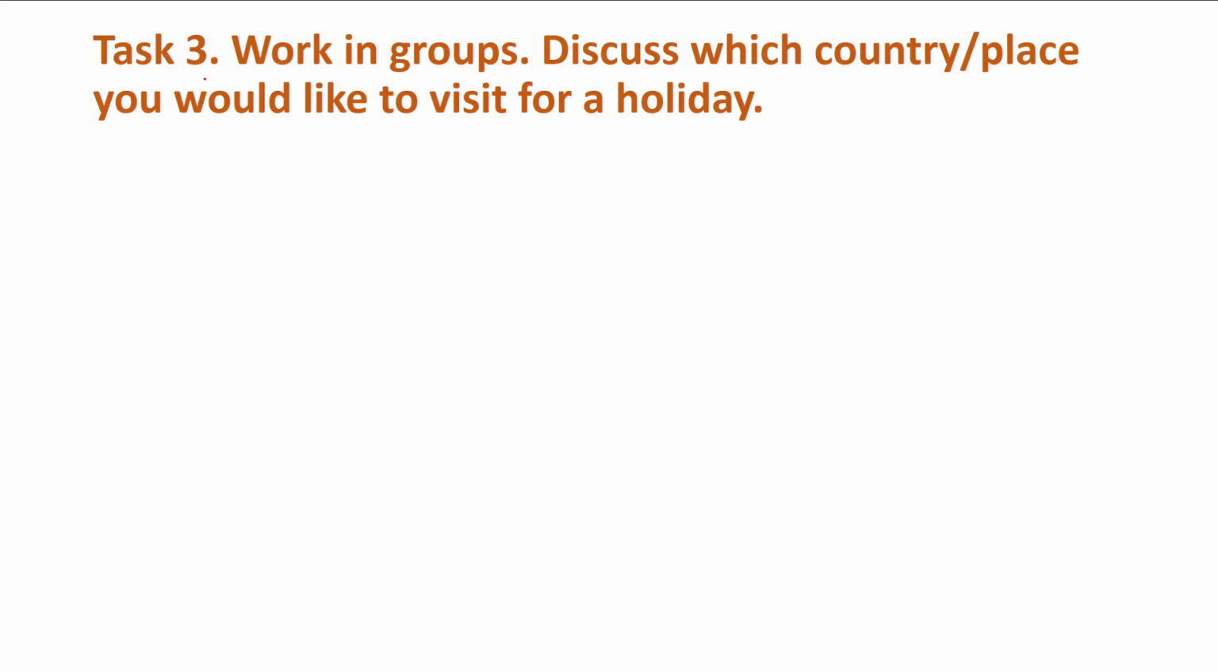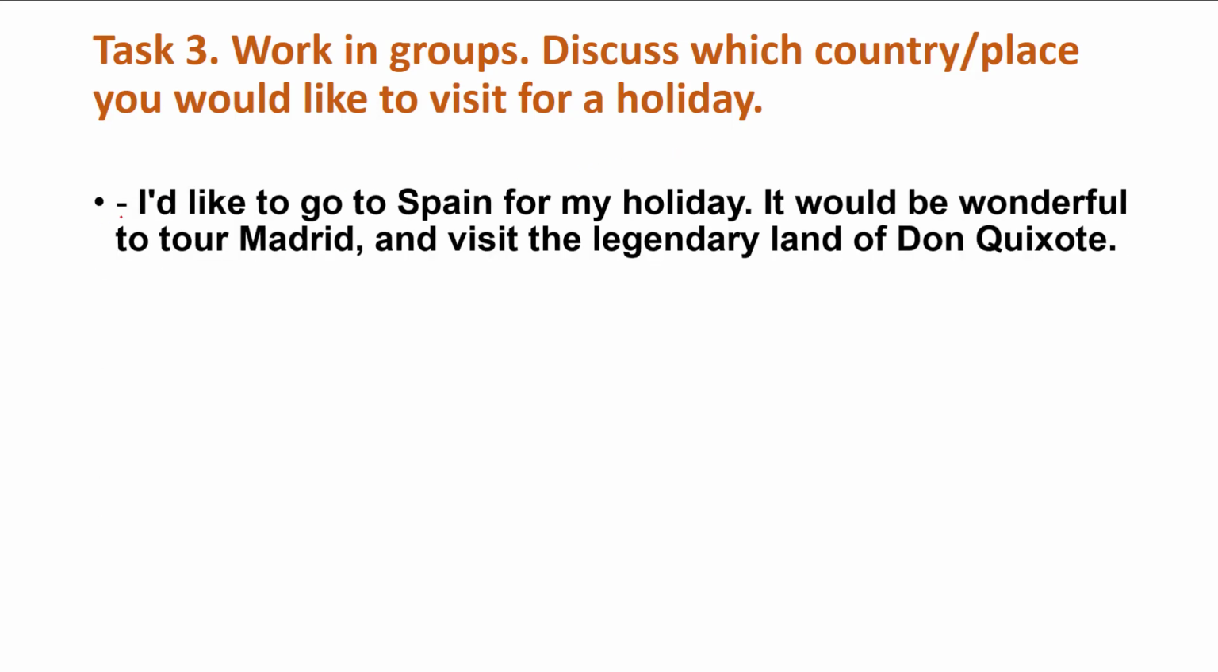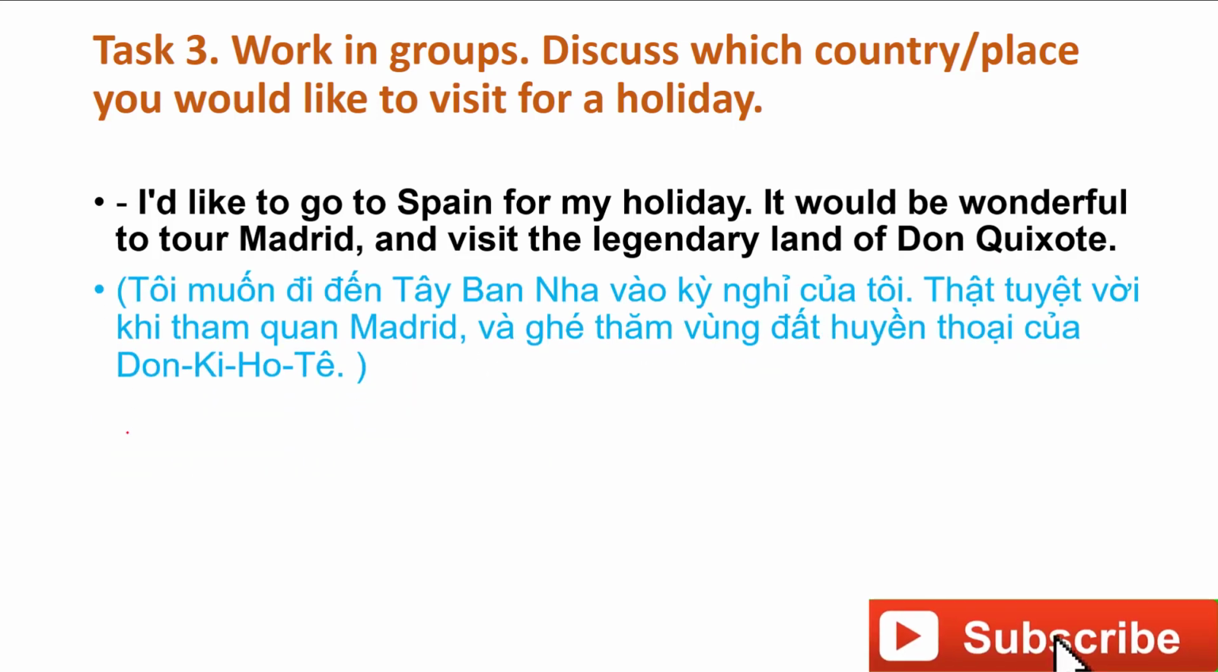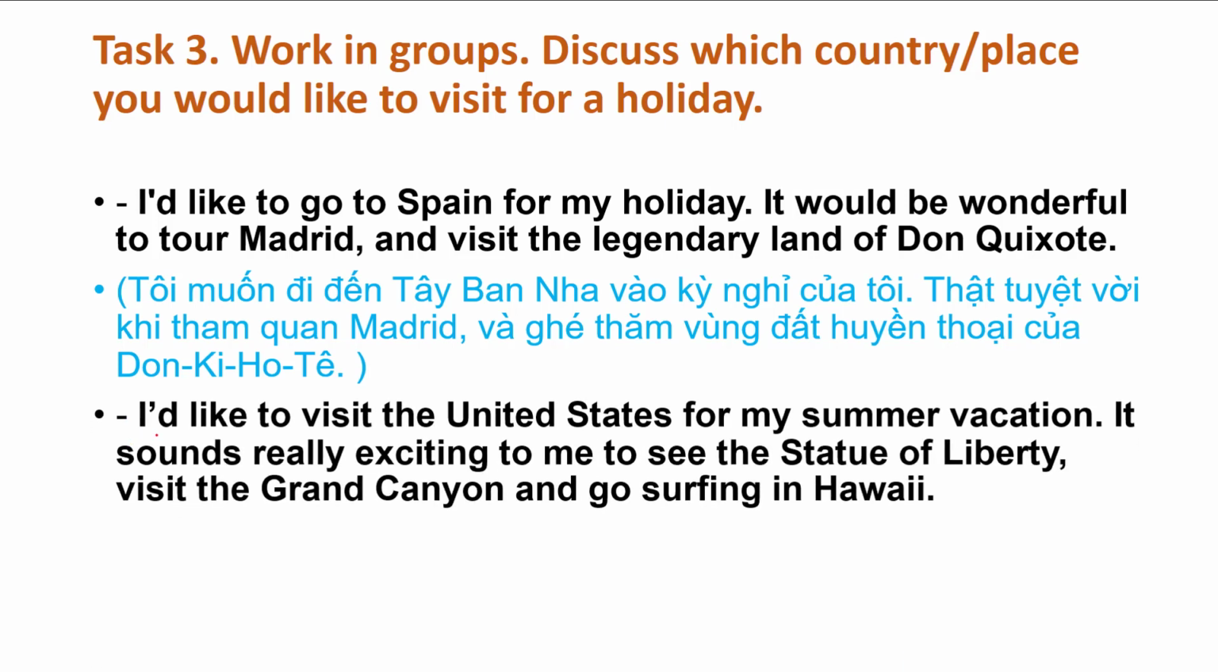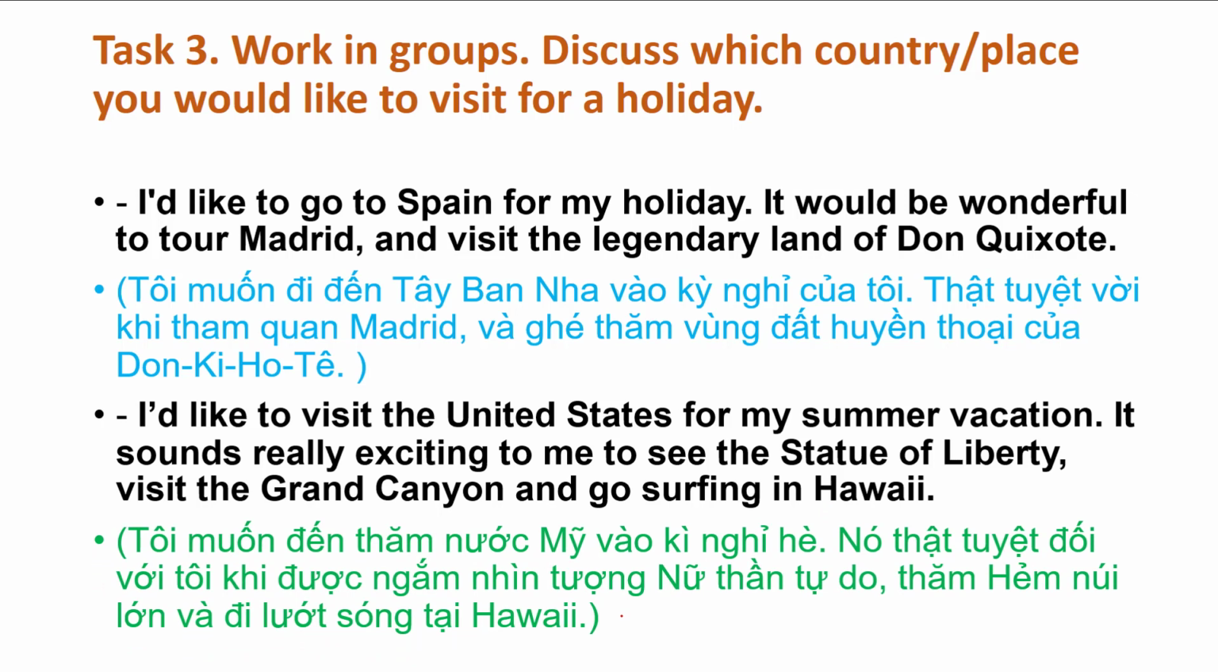And now Task 3. Working in groups. Discuss which country or place you would like to visit for a holiday. For example, I'd like to go to Spain for my holiday. It would be wonderful to tour Madrid and visit the legendary land of Don Quixote. Okay, and next example, I'd like to visit the United States for my summer vacation. It sounds really exciting to me to see the Statue of Liberty, visit the Grand Canyon, and go surfing in Hawaii.